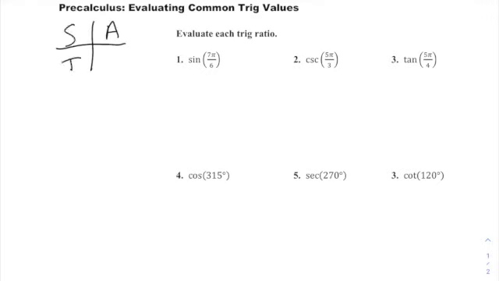All Students Take Calculus, or Add Sugar To Coffee, whatever, a smart trig class. Those tell you which functions are positive in which quadrants, ASTC. So everything's positive in quadrant 1, sine and its reciprocal, cosecant, positive in quadrant 2, tangent and cotangent in quadrant 3, cosine and its reciprocal, secant, positive in quadrant 4.